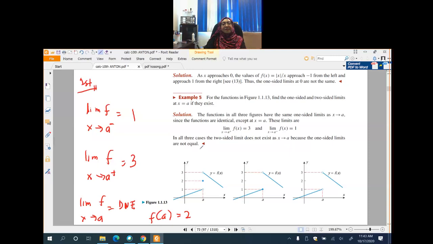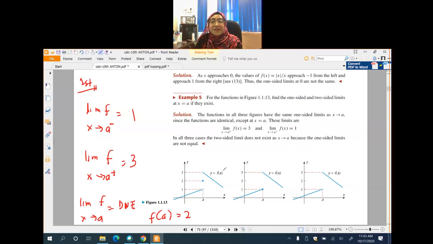And then if you look at the graph, if you walk along this graph, do you have to jump? Yes. You have to jump to go to the other side, right? So what does it mean? The graph is not continuous. Okay, what about the second graph?